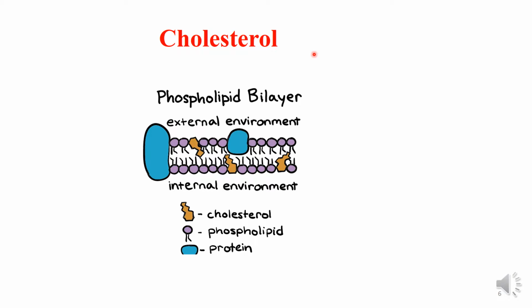There is some amount of cholesterol that is present in the phospholipid bilayer, and it plays a very important role, which we will discuss in the next slides. As you can see here, the brown colored molecule here is the cholesterol, which is a rigid structure. The phospholipids are this purple colored structure with two tails, and the large blue colored molecules are the proteins. So we can see some amount of cholesterol present in the phospholipid bilayer.